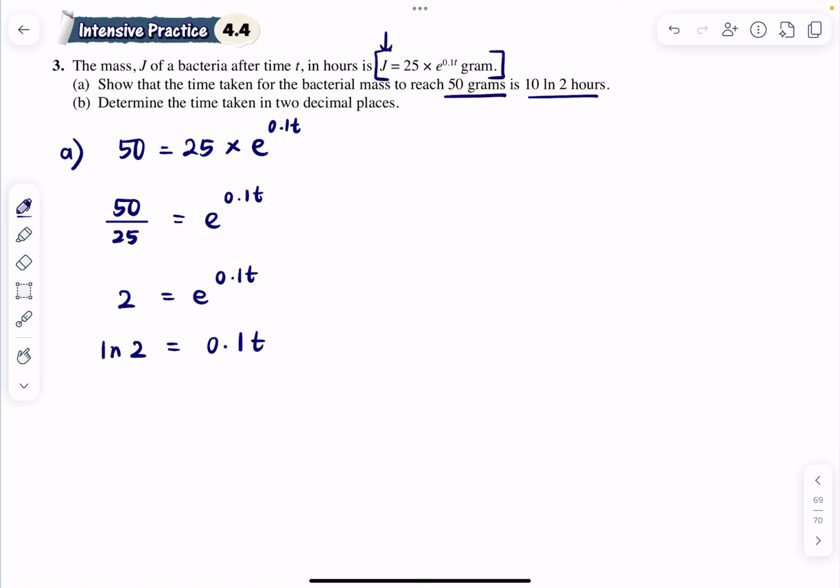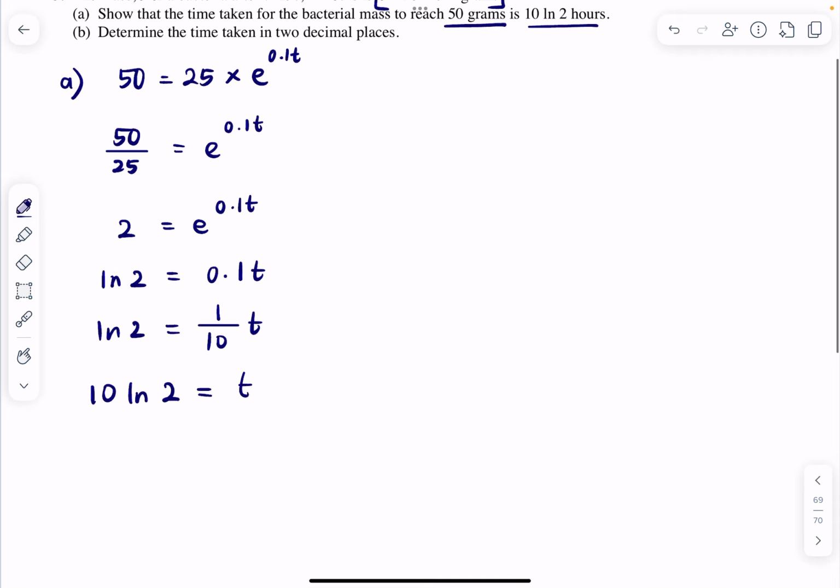equals to 0.1t. Okay, so 0.1t, we have to divide it here. Basically 0.1 is 1 over 10. And if we bring 10 over here, it becomes times. So 10 ln 2 equals to t. So you can say t is 10 ln 2, shown. Done.